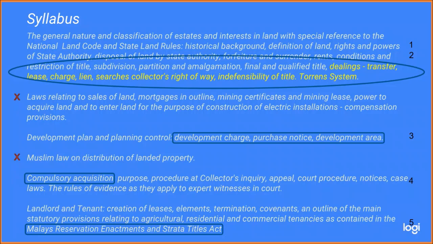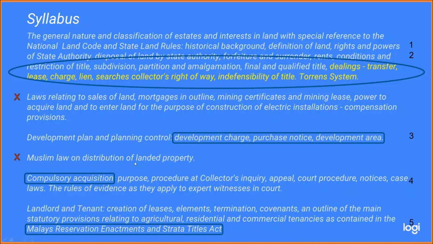taxation. Then the other thing is about strata properties, strata title, and the other things about Malay Reserve enactments. Sometimes this type of question can come out. Although the syllabus does mention mining certificate, mining lease, power to acquire land, and construction of electrical installation, compensation, seldom is a question asked on this. In fact, I have not seen any asked on details of this level.